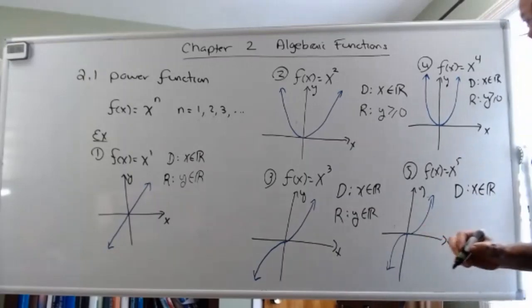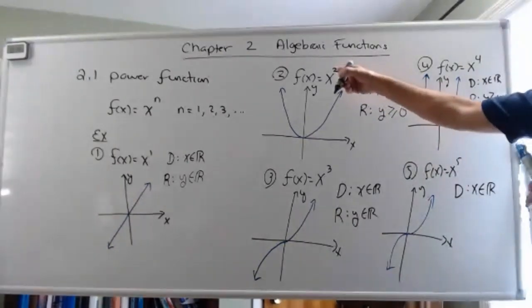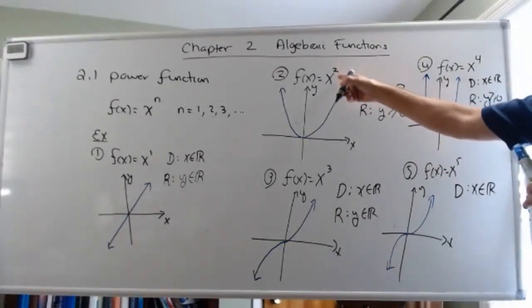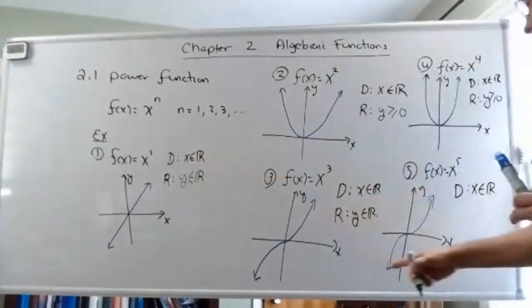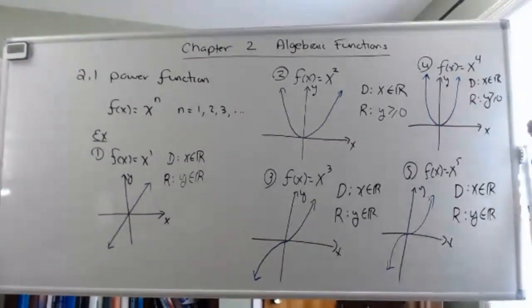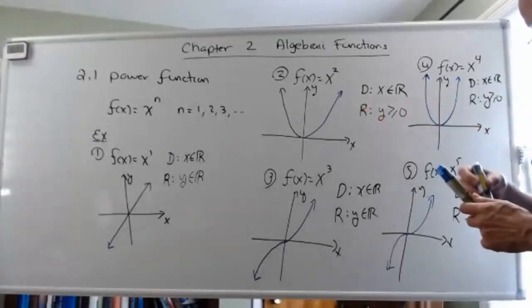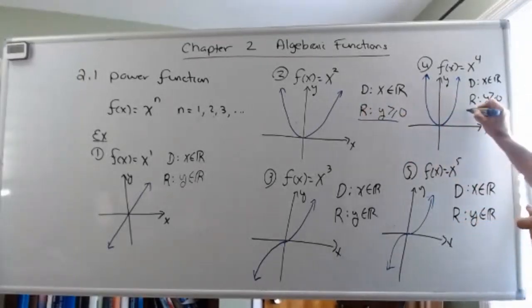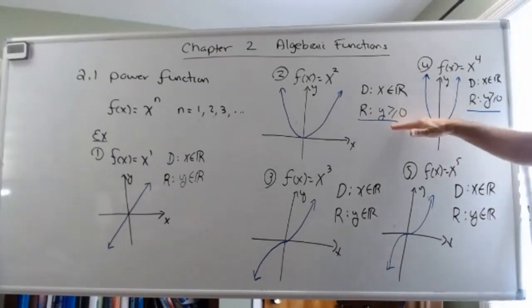I never have to worry about the domain. The range, however, is dependent upon whether or not the exponent is an even or an odd number. When it's odd, the range is all real numbers. Same thing over here. The range over here is that y is any real number. If it's even, the range always has to be non-negative. Can't be negative. Can be 0 or greater than 0.